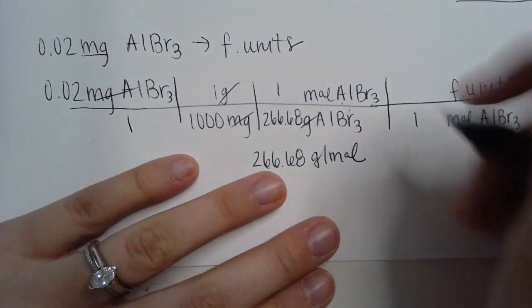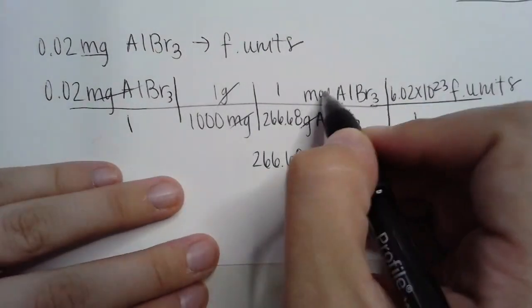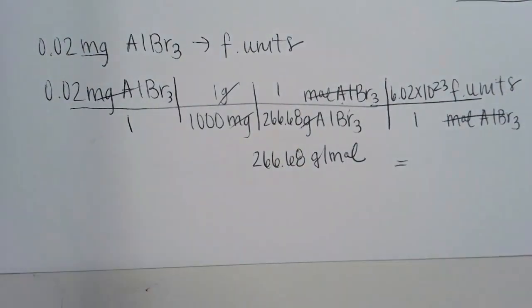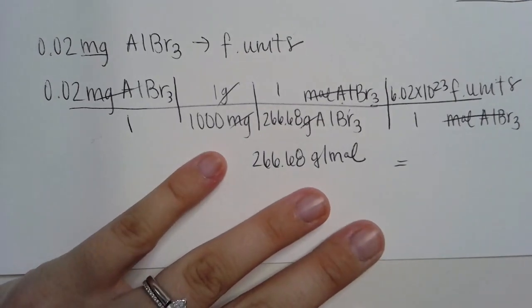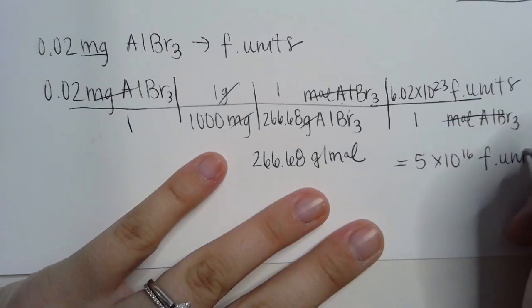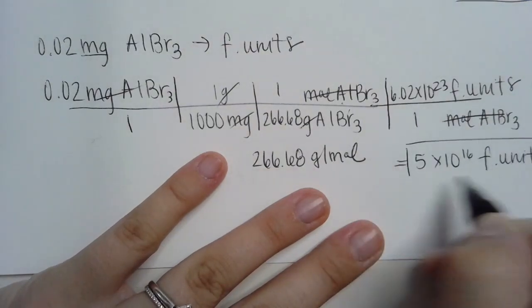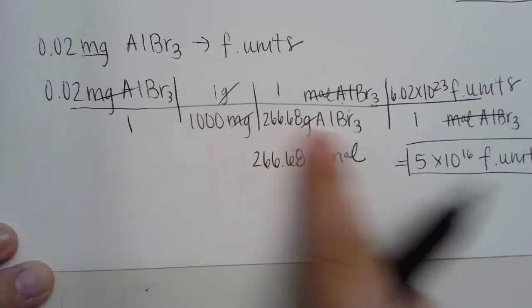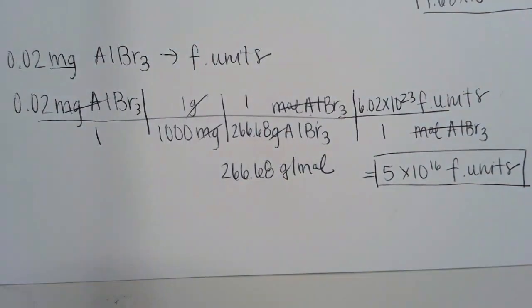1 mole of anything, in this case aluminum bromide, contains 6.02 times 10 to the 23rd formula units. And when I type all of that in the calculator, I get an answer of 5 times 10 to the 16th formula units. And it's a pretty big round because on the calculator I have 4.5 times 10 to the 16th. But this original number only has 1 significant figure, so my answer should also have 1 significant figure. There's your super basic example of just regular mole conversions.